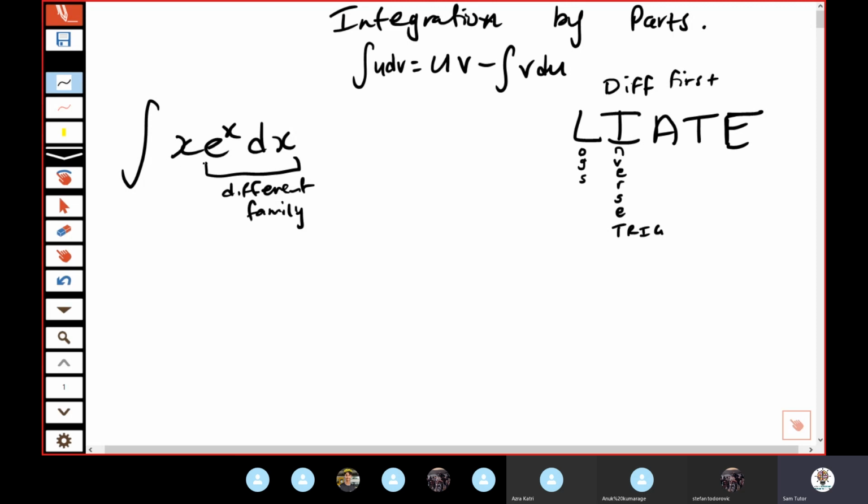Just basic, everything else pretty much, which would be algebra. So any basic algebraic expression. T, what would T stand for? Trig. And last one, exponentials.